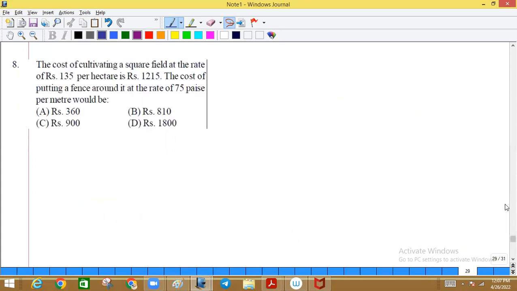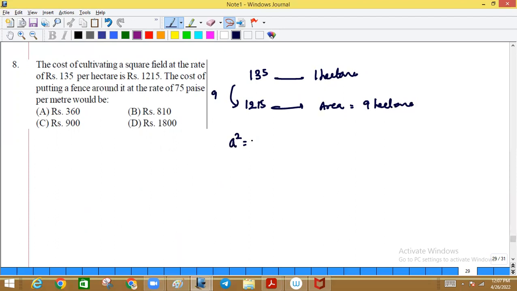Next. The cost of cultivating a square field at a rate of 135 per hectare is 1215. So 135 for 1 hectare means, obviously, 1215 is 9 times 135. Therefore, the area is 9 hectares. 9 hectares means 90,000 square meters. Therefore, what is the side of the square? 300 meters. The cost of putting a fence around it at a rate of 75 per meter would be?